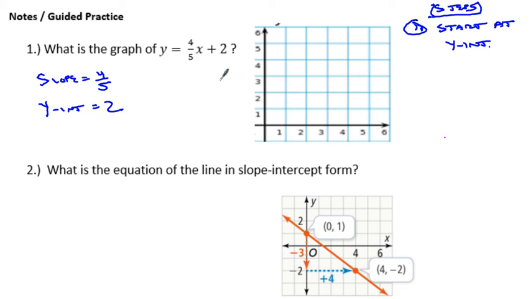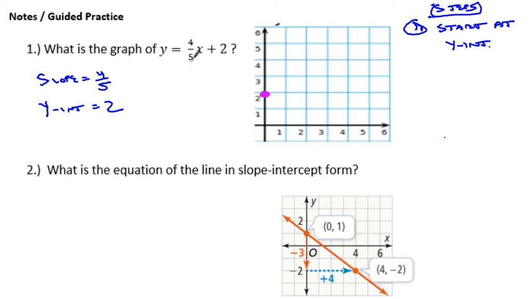So what we're going to do is start at our y-intercept. Our y-intercept is 2. So that's 1, 2. That's wherever the line crosses the y-axis. So here's my y-axis at 2. That's a point on this line, so I'm going to draw a dot here for a point.